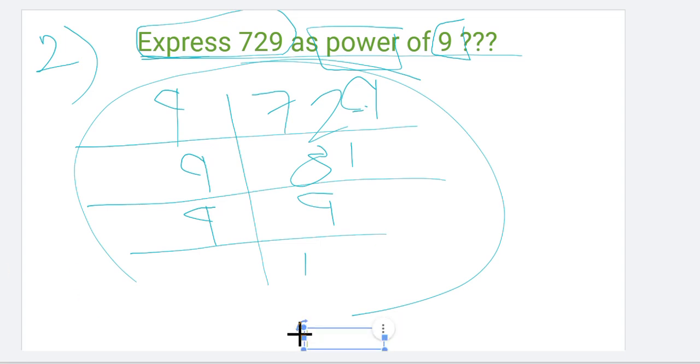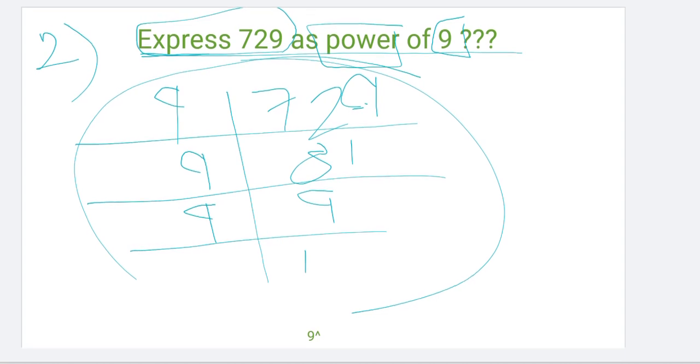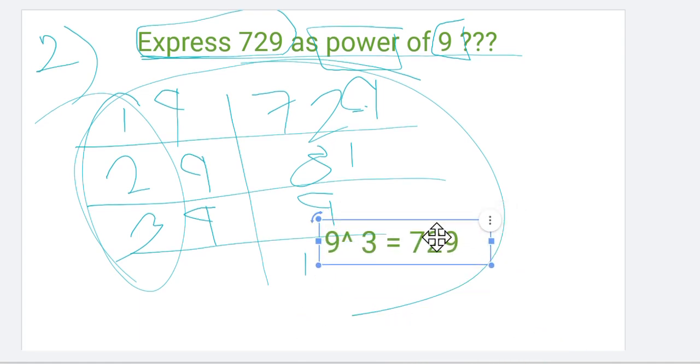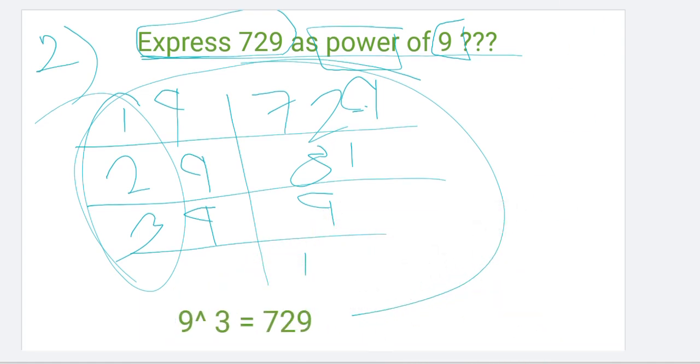So what becomes the answer? 9 to the power what? 9 to the power 1, 2 and 3. Okay, so 9 to the power 3 equals 729. Now for any question you want to solve on your own, or all the questions if you want to, you can pause the video and you're free to solve them.